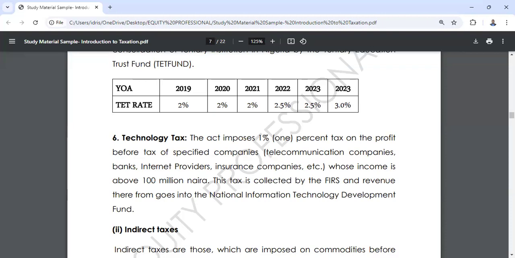So that is it on the NITDA levy. That is under direct tax.